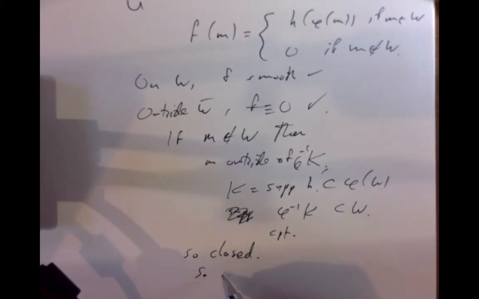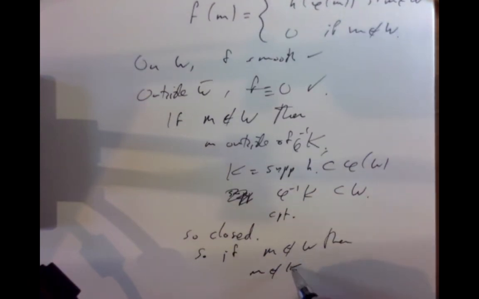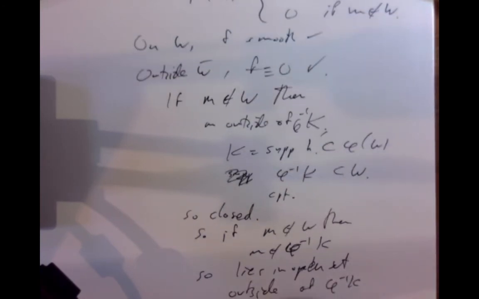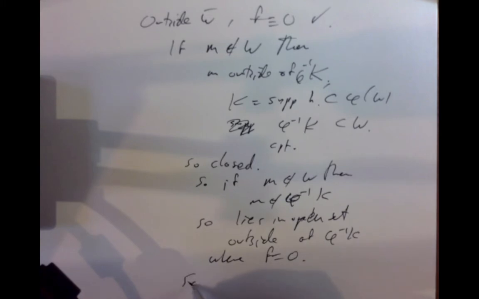So if some point M is not in W, then M is not in the compact set phi inverse K, so M lies in an open set, outside of phi inverse K, where f is 0. So f is smooth.